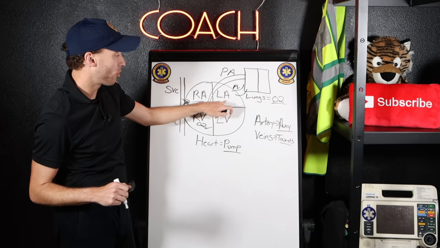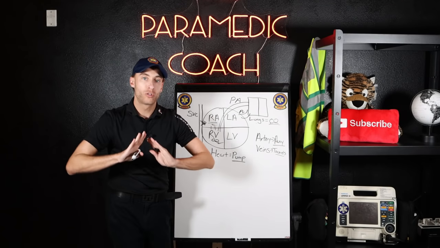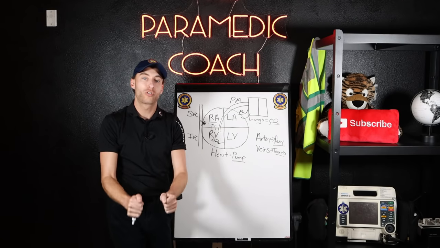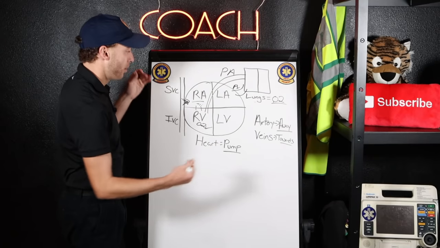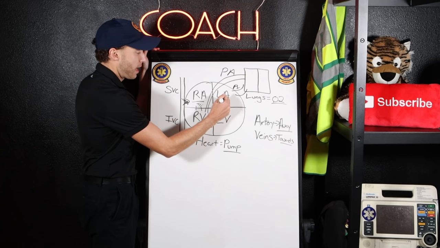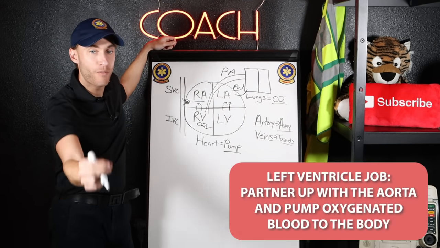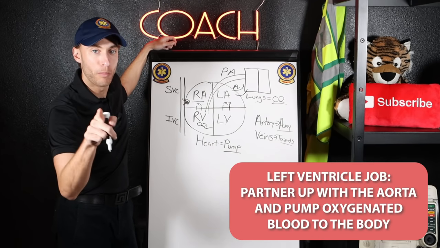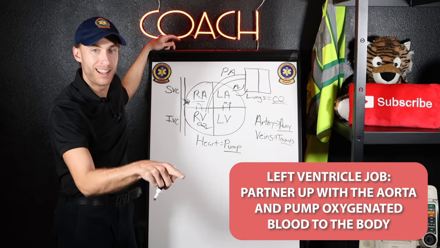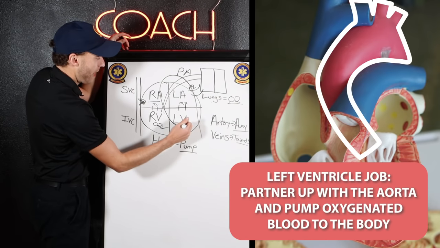So now we're in the left atria. And what did I tell you about atria? They pass down to their ventricle because the ventricle has a job to do and it's stronger. Right. We go through our mitral valve here. I'm just going to put MIT. Now we're here. Left ventricle. I'm going to give it a job to pump blood to the rest of the body, and it's going to partner up with the aorta to do just that.